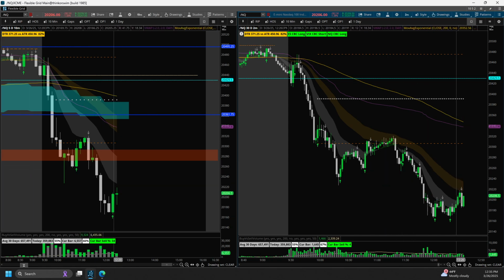The other thing that would have added to it is I have VIX at a key pivot. I have ES at key pivot.